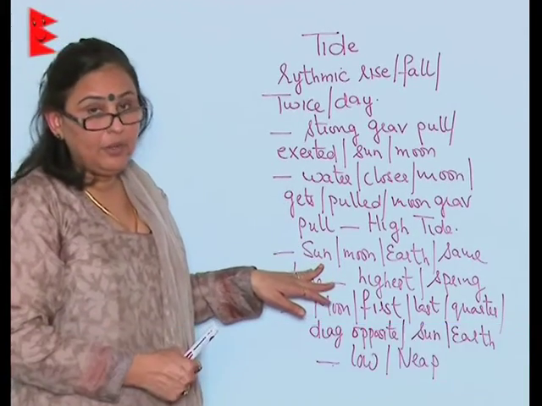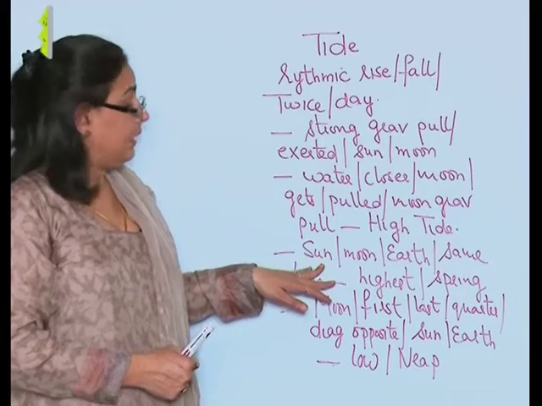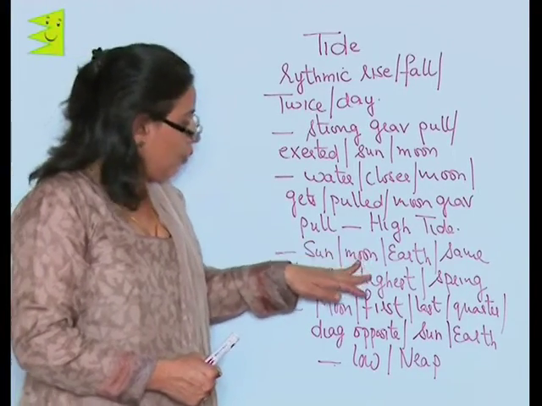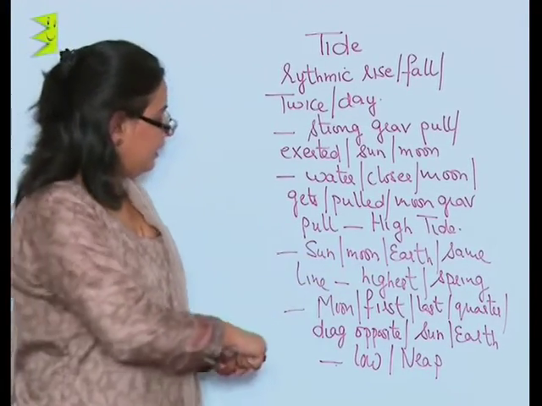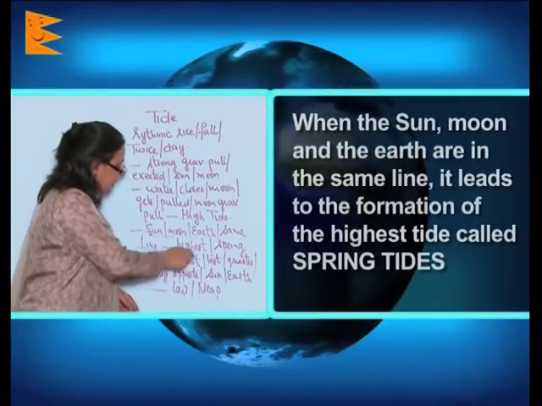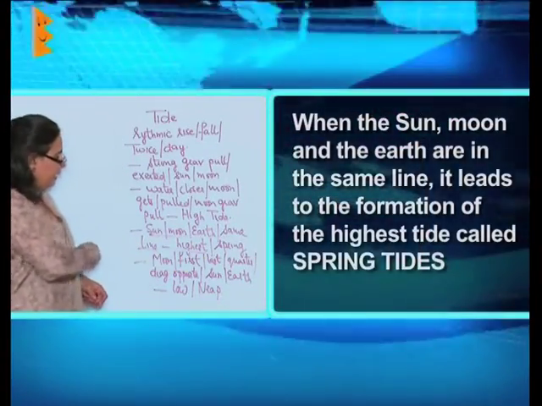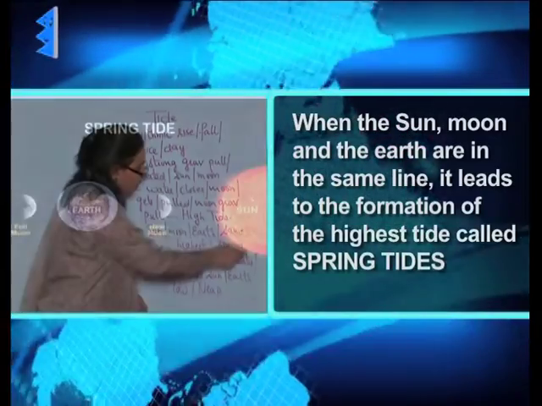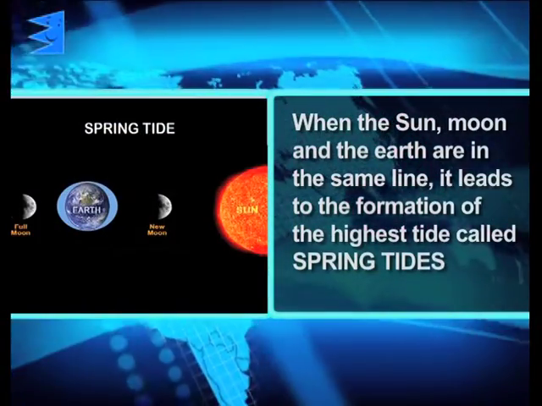Whenever there is a new moon day, that is when the sun, moon and the earth are in the same line, that is the time that the highest tides are formed, and these are also called as the spring tides.